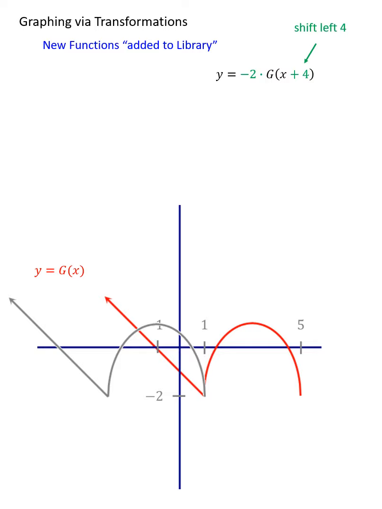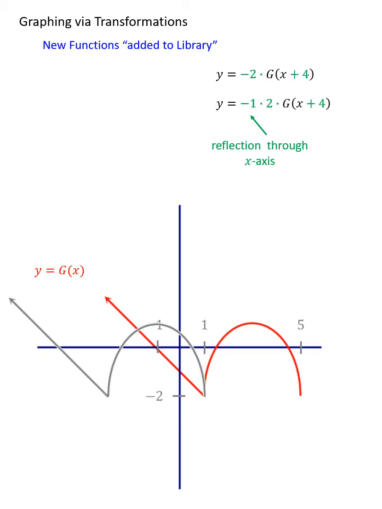Now the next thing I'm going to do is express -2 as -1 times 2. Now that may seem like a weird thing to do, but it's actually going to be helpful because it's going to enable me to think of it as a reflection through the x-axis, because we're multiplying a function by -1, and a vertical stretch by a factor of 2, because we're multiplying by 2. So we're going to consider these as 2 separate transformations. Let's start with the reflection through the x-axis.